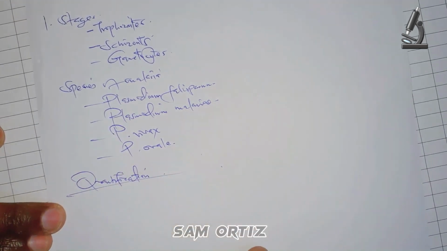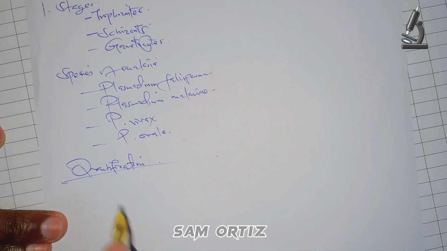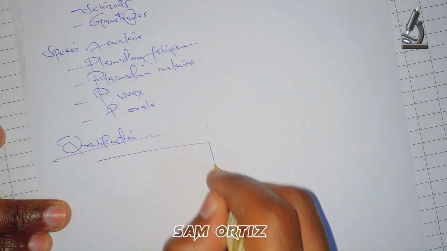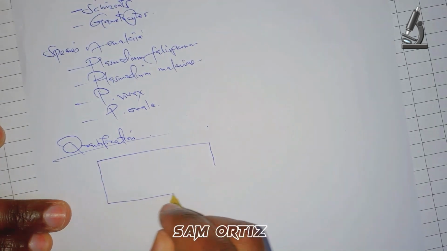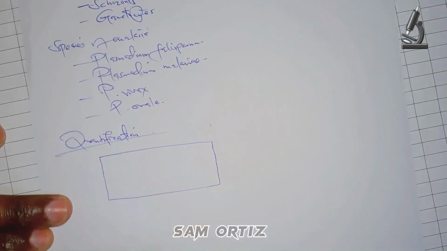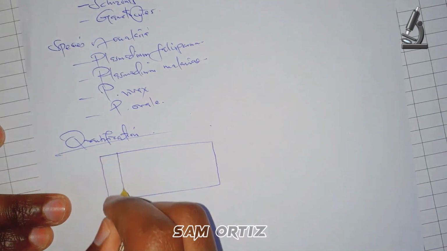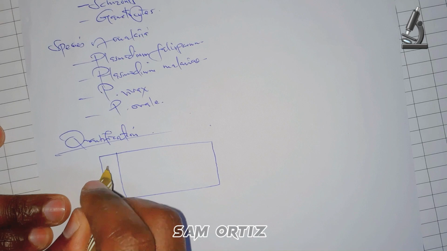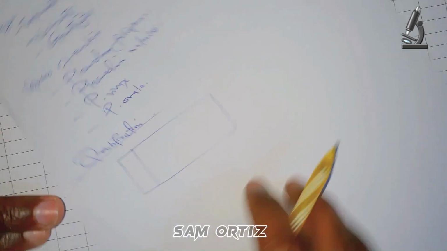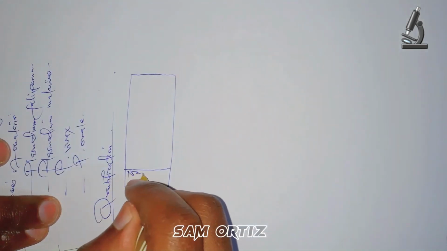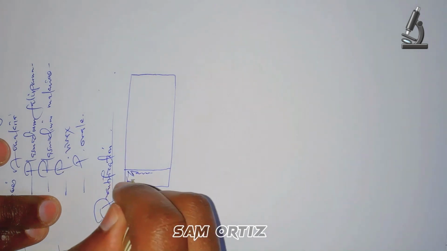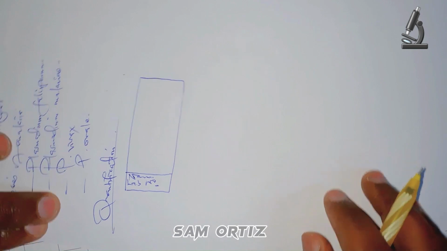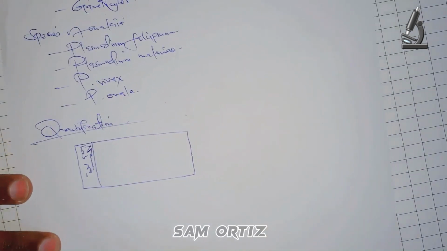Now let's come to the quantification. So on our slide, let me make a sketch of our slide here. Let's assume this is the slide that we were examining under the microscope. Of course, you have to label the slide with the details of the patient name, and then the lab number. You can even write the date if you so wish. It's important.